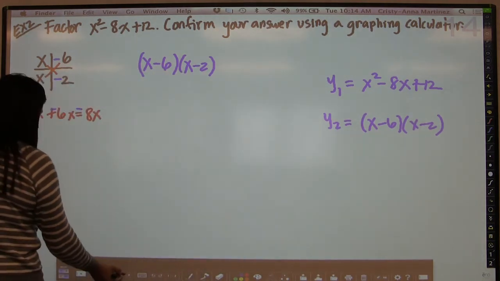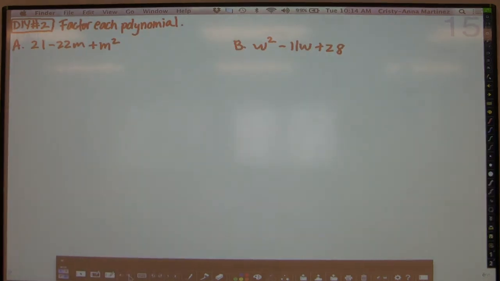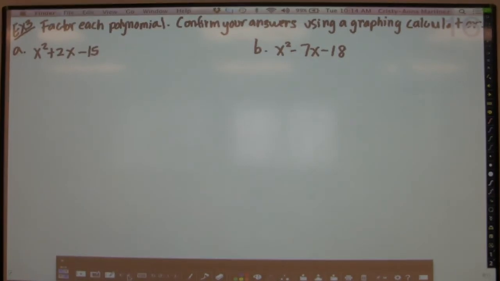All right, so we're going to let you try this little guy. And then we're going to go to example 3, where we're doing some more factoring here.